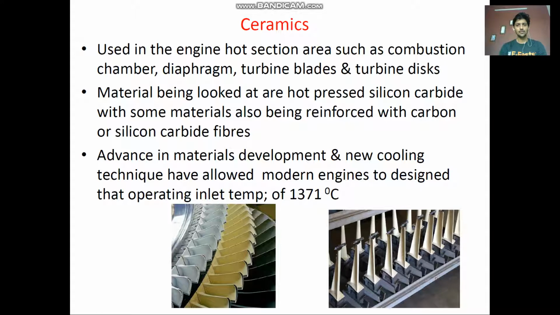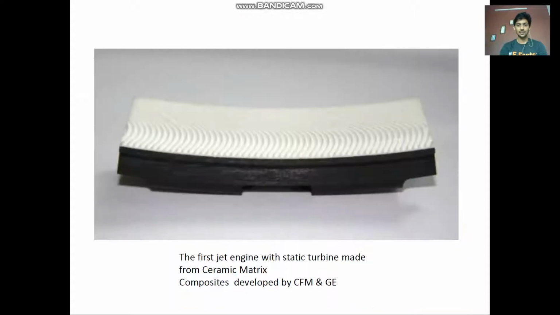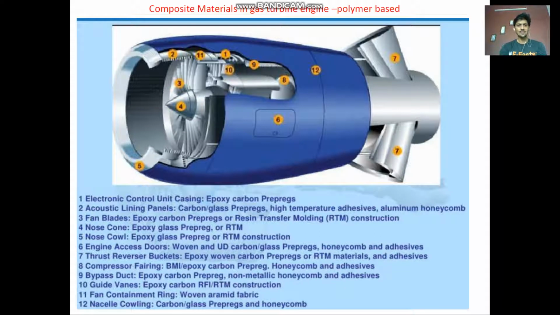Now, because of advanced materials like ceramics, and new cooling technology for gas turbines, the maximum inlet temperature for the turbine that we can have is up to 1371 degrees Celsius. So this is the maximum temperature we can go up to. This is the first jet engine having a static turbine blade made up of ceramic matrix, which is by CFMNG.